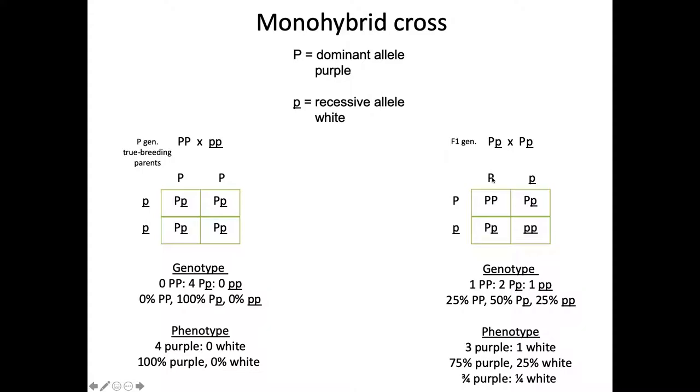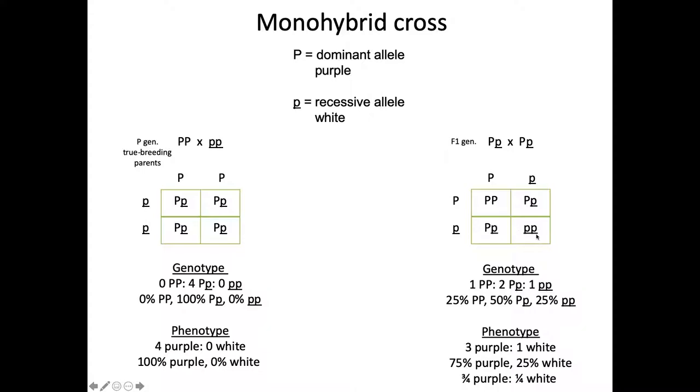So if this gamete were to fall in love with this gamete, then we would get this offspring, which is homozygous dominant, big P. If this gamete made it with this gamete, then we would get this offspring. And here, if this were to come together with this, we would get this offspring. If this gamete came together with this gamete, we would get this offspring. So these are the possibilities of the types of offspring we can get.